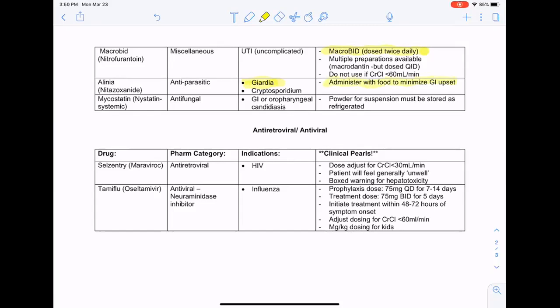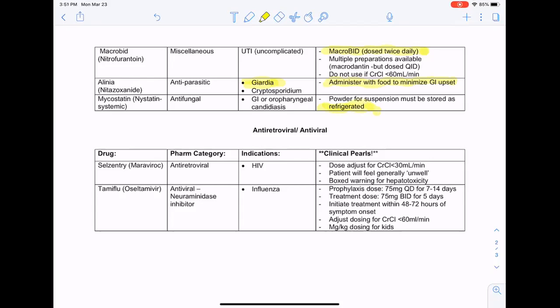All right, next one on the list, Mycostatin, which is a systemic nystatin. So there's a lot of different formulations of nystatin. You can have it topically. You can take it as a suspension, so you can use it like a mouthwash. This is an antifungal, and it's used for candidiasis, which is basically yeast. So it's a yeast infection. The Mycostatin specifically is used for systemic yeast infection. Okay. So this one comes as a powder for suspension, and before it's mixed, it has to be stored in the refrigerator. So the powder is stored in the refrigerator, important to know.